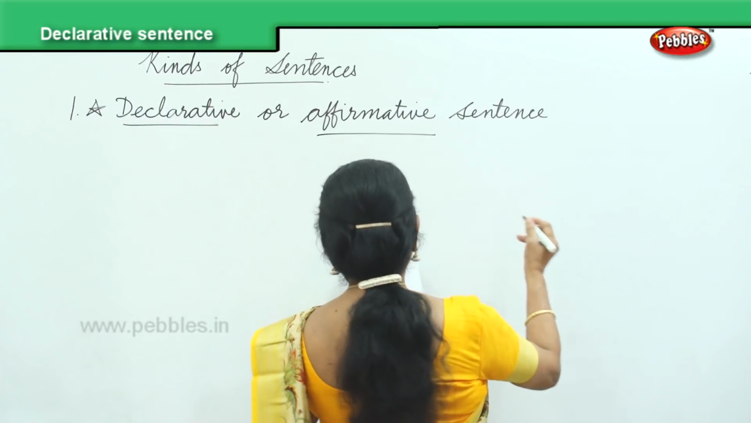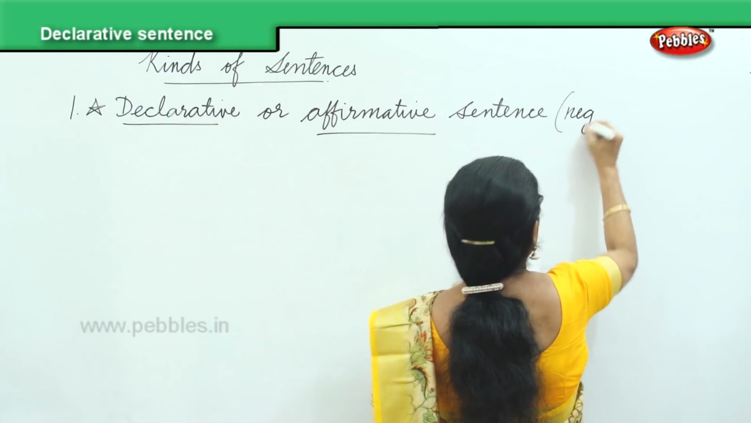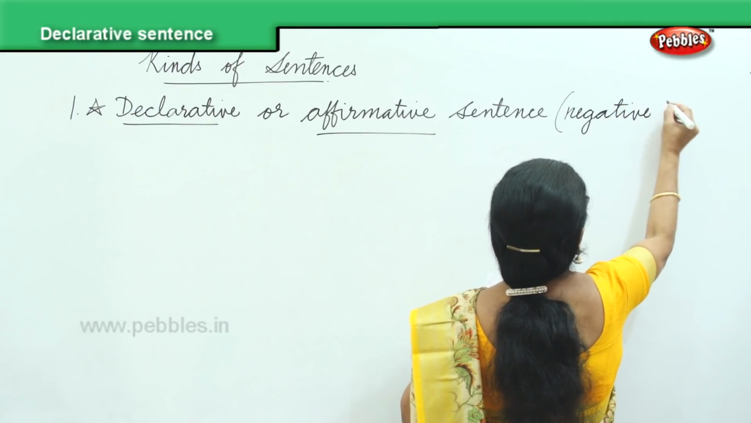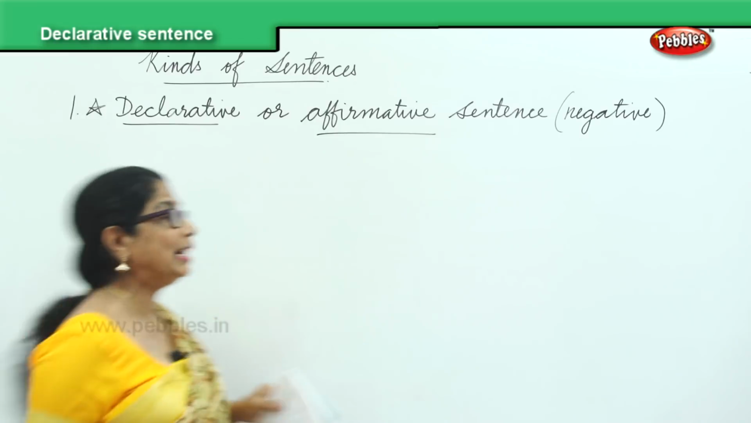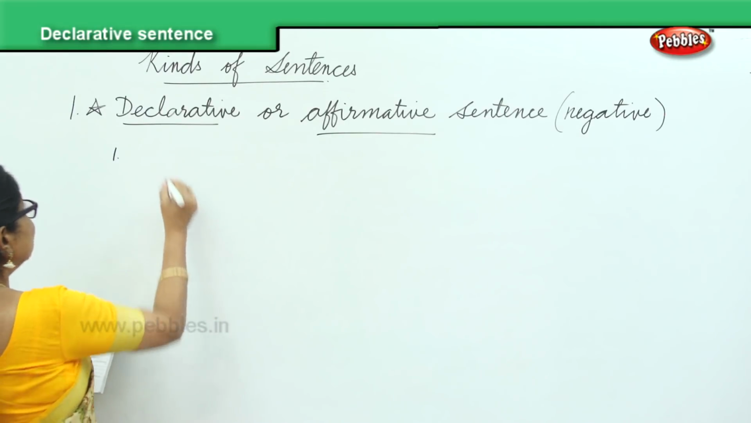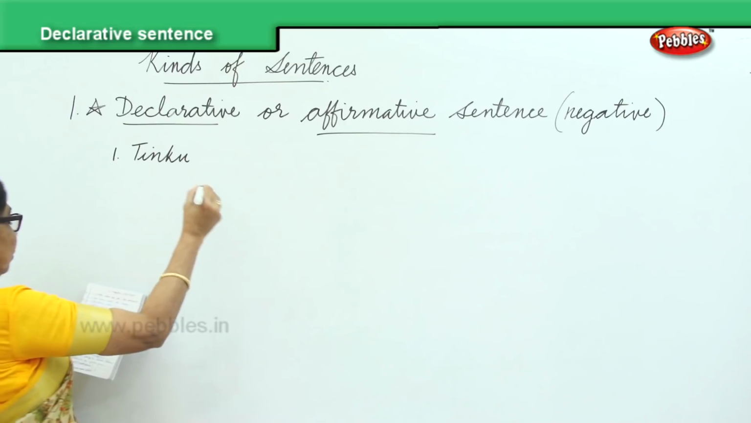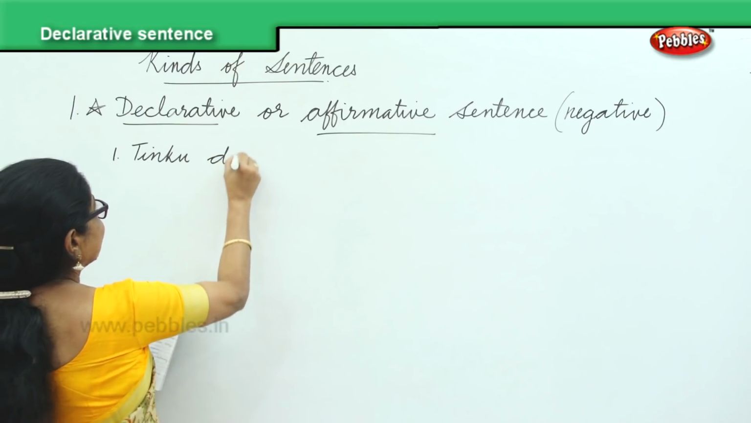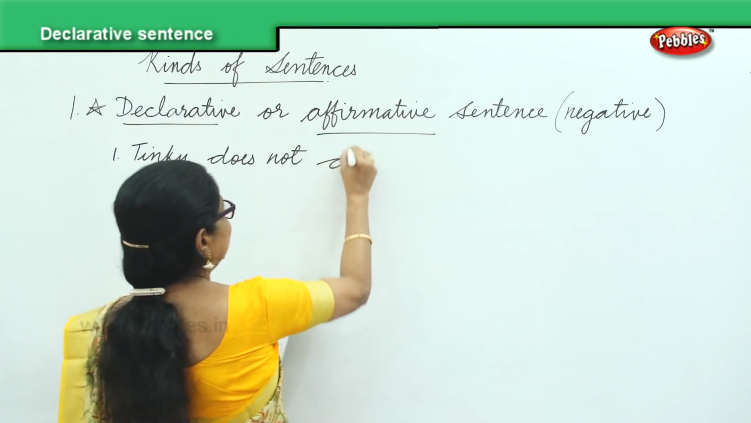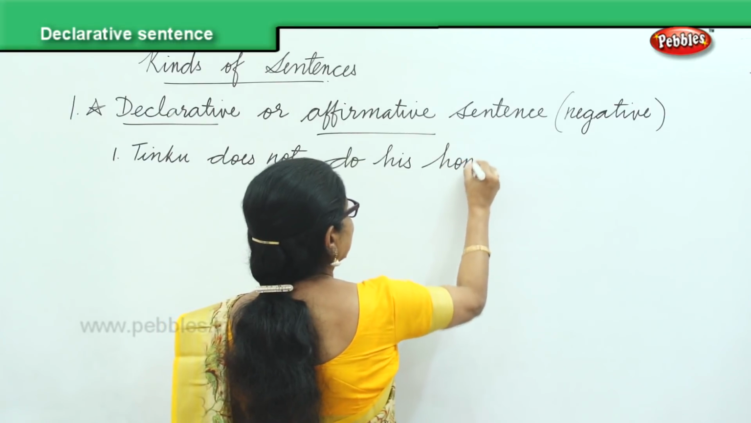What are we going to do? We are going to do negative sentences. It's all going to be negative. Now, let's look at it. First one, Tinku does not do his homework.